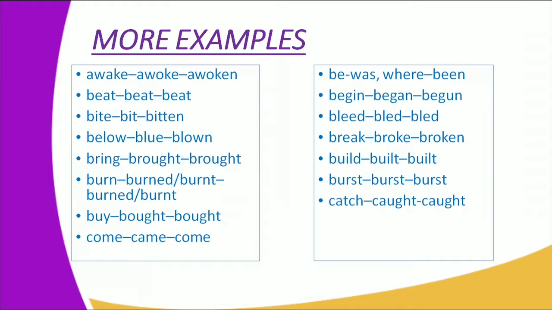Next we have bleed, past tense bled, past participle bled. Verb break, past tense broke, and past participle broken. Build, past tense built, and past participle built. Burst does not change. So the past tense of the verb burst is burst, and the past participle is burst. The past tense is caught, and the past participle is caught.